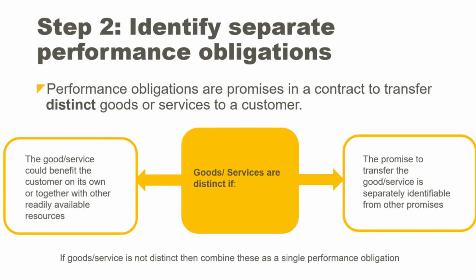A good or service is distinct if it meets two separate criteria. These are the good or service can benefit the customer on its own or together with other readily available resources. And the second is that the good or service is distinct within the context of the contract. If a good or service is not distinct, then you combine it into a single performance obligation. The best way to explain what a performance obligation is through an example.